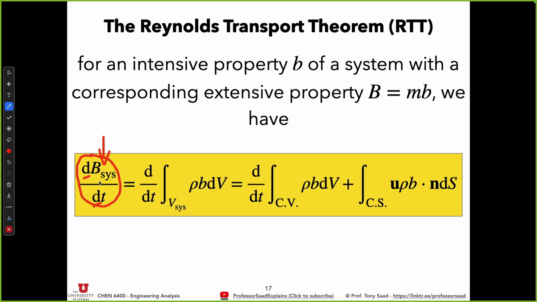For momentum, for example, B of the system, the extensive property, is mass times velocity. Now, what I'm doing next is remember that B, capital B of the system, is the integral of rho times the intensive property times dV over the system. It's still over the system. So I didn't do much here.